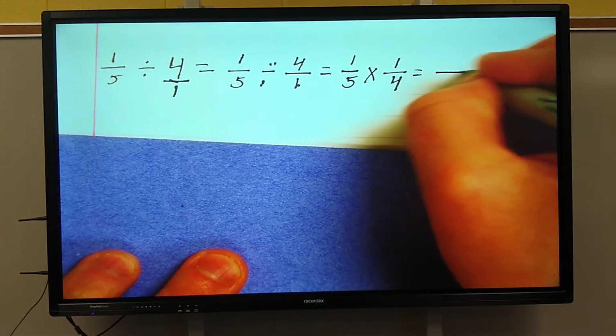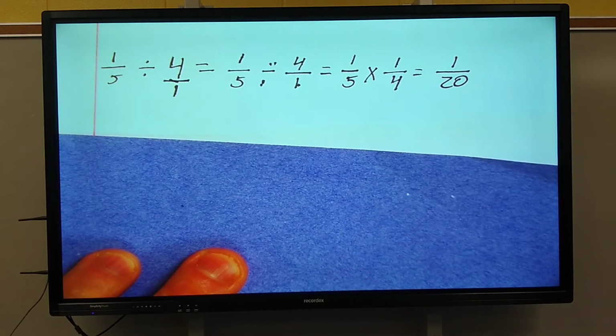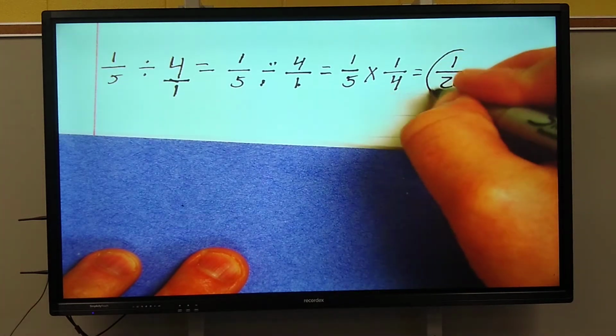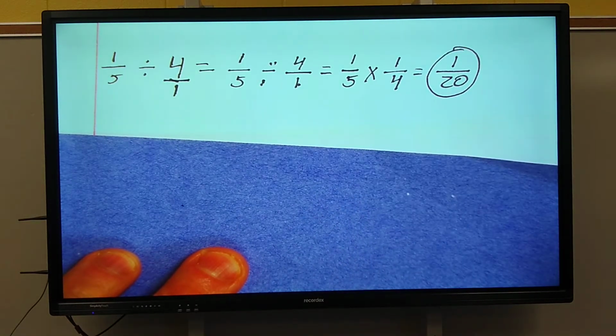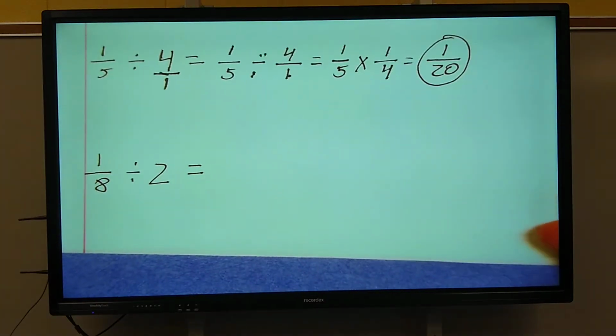1 times 1 equals 1. 5 times 4 equals 20. That is not an improper fraction, and that is in simplest form. My answer is 1 over 20. All right. I'm going to leave that one there as an example.